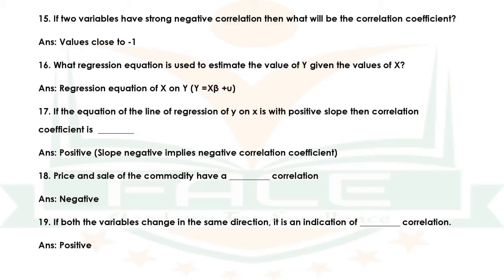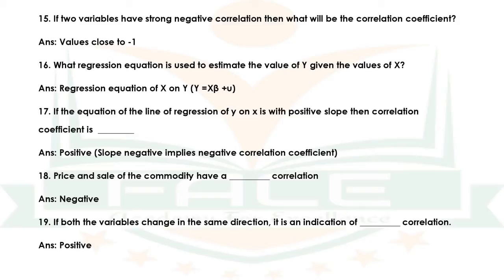Question number 16. What regression equation is used to estimate the value of y given the values of x? The answer is regression equation of y on x, that is y is equal to x beta plus u. Question number 17. If the equation of the line of regression of y on x is with positive slope, then correlation coefficient is dash. The answer is positive. Note that slope negative implies negative correlation coefficient.